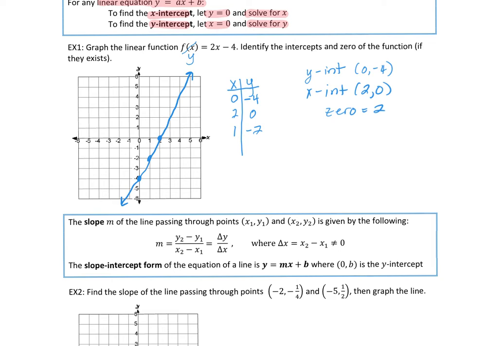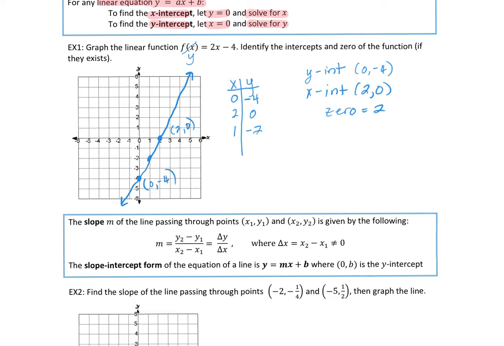Anyway, whenever you graph, what you want to do is label some points. Because like I just graphed, it's a little bit funky. So if I label some points, it lets the reader know what the line actually looks like. Because again, hand drawing is a little weird.